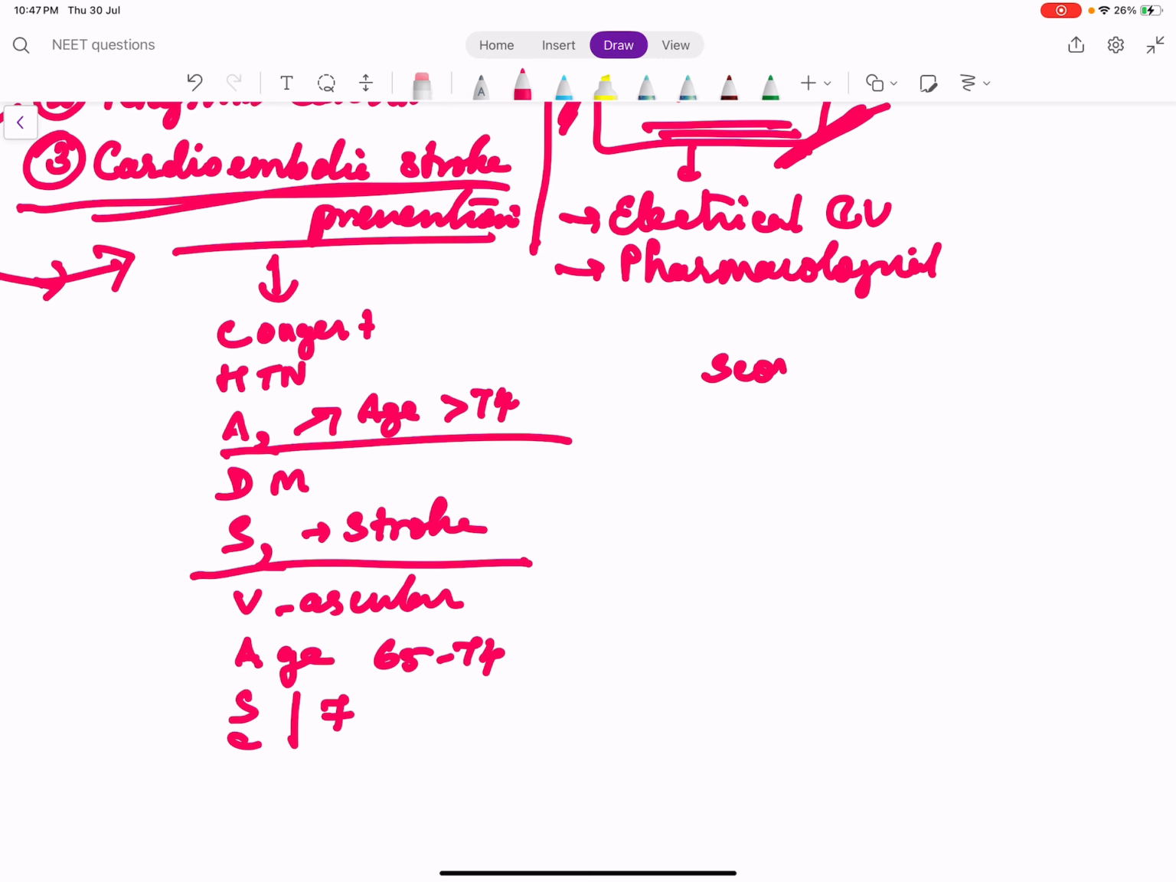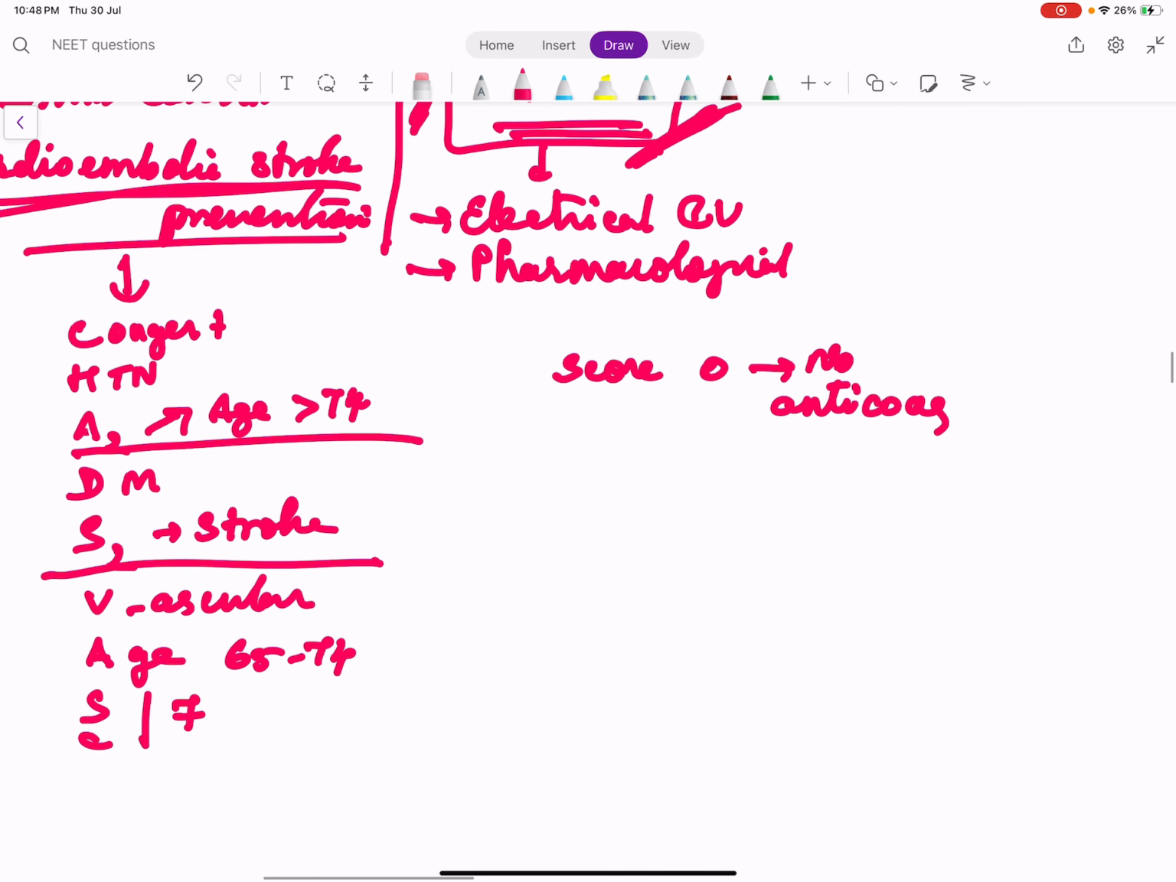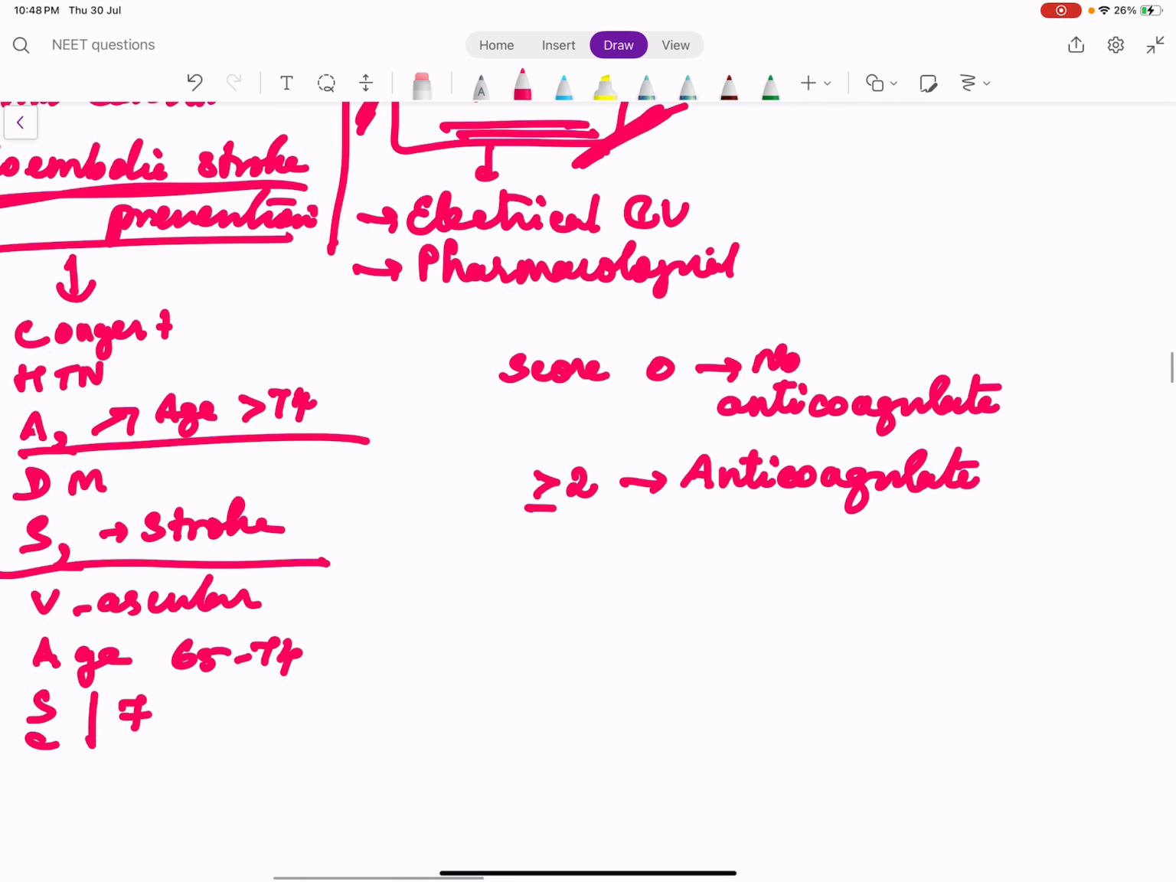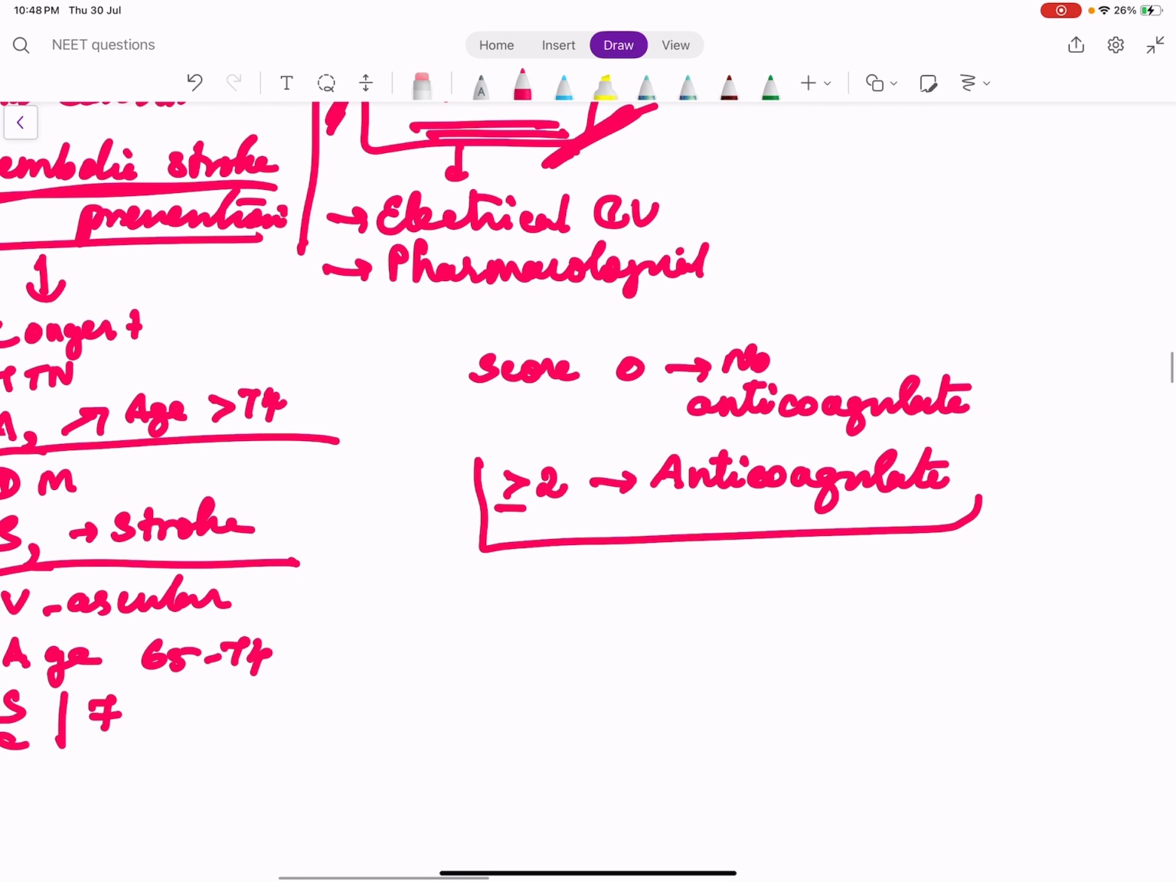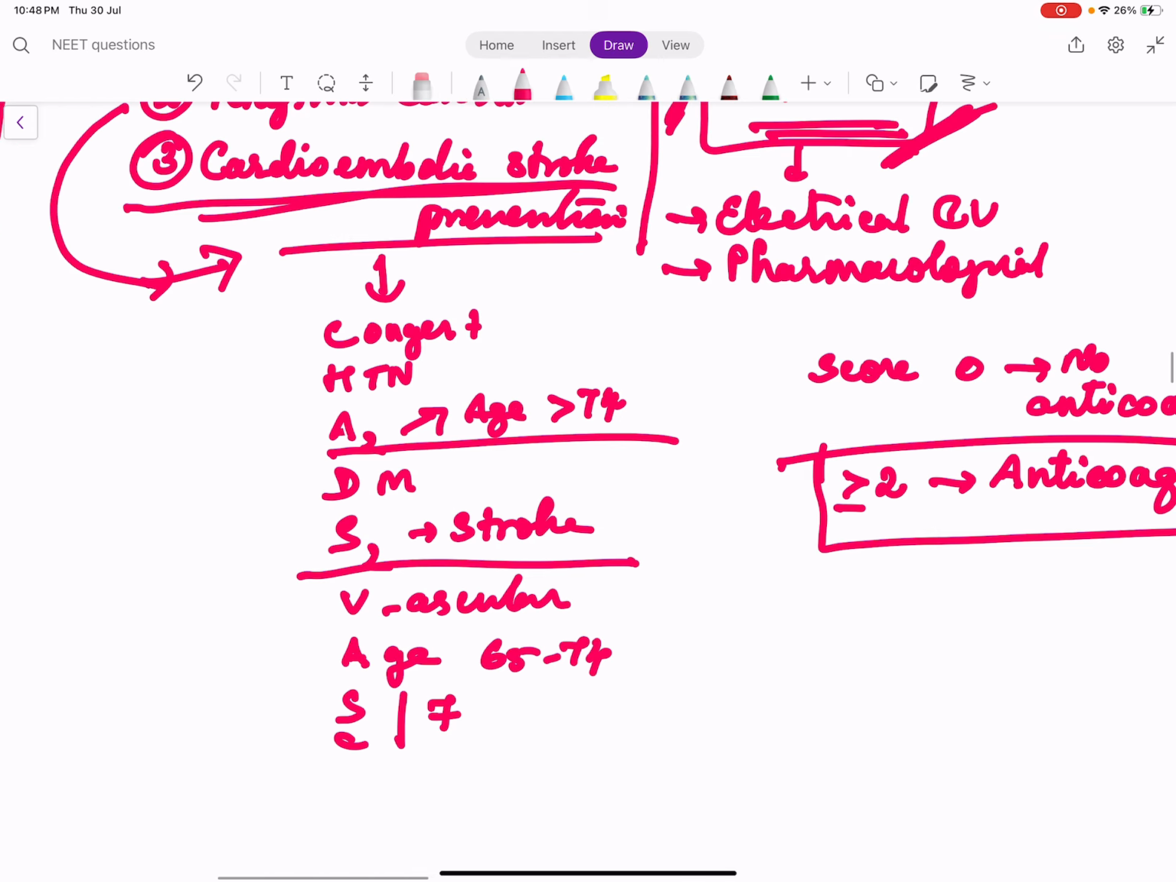If the score is 0, there is no need to anticoagulate. There is no risk of cardioembolic stroke. If the score is more than or equal to 2, we must anticoagulate. 1 is doubtful. Older guidelines said that we can give aspirin, but now it is universally said that if there is an additional risk factor, you can always anticoagulate. So more than or equal to 2, definitely anticoagulate.